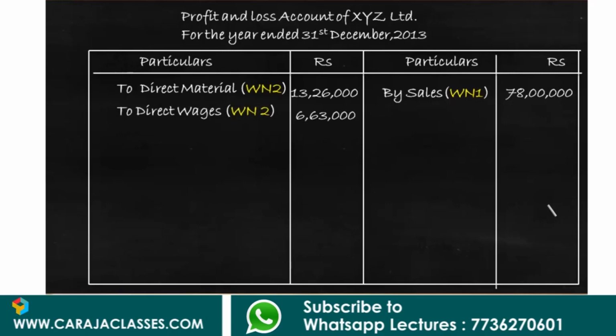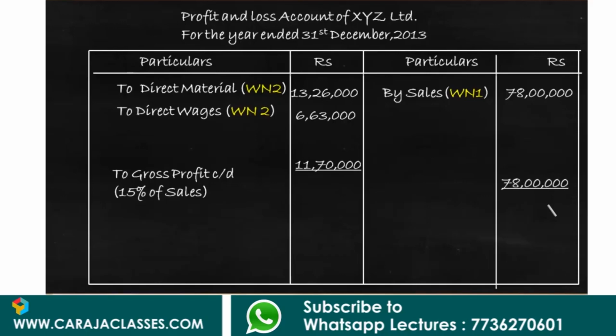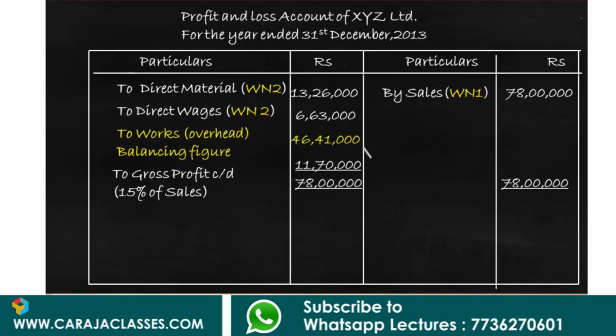Then we had information about the gross profit directly in the question, that is 15% of sales, and it was 11 lakh 70,000. So nothing related to trading account here directly. So we can take the total on the higher side, which is 78 lakh, but on the debit side, 78 lakh minus these three items make up a difference, and that difference could be the balancing figure, and it is works overhead, and it is 46 lakh 40,000. So we'll carry this gross profit to P&L as gross profit 11 lakh 70,000.